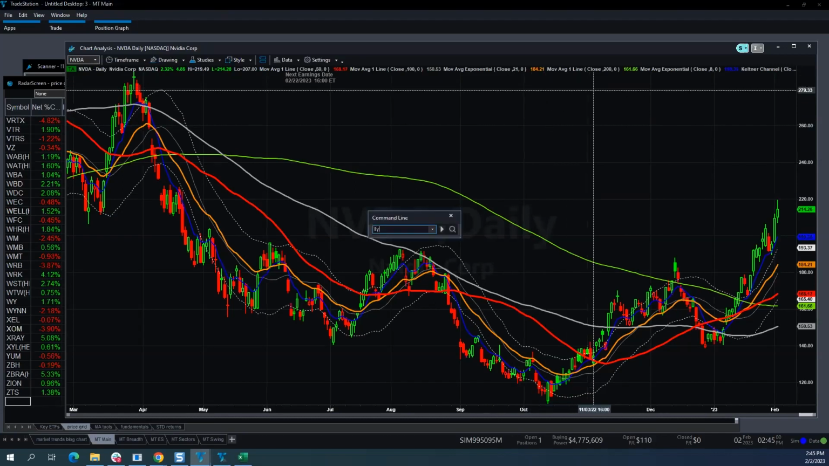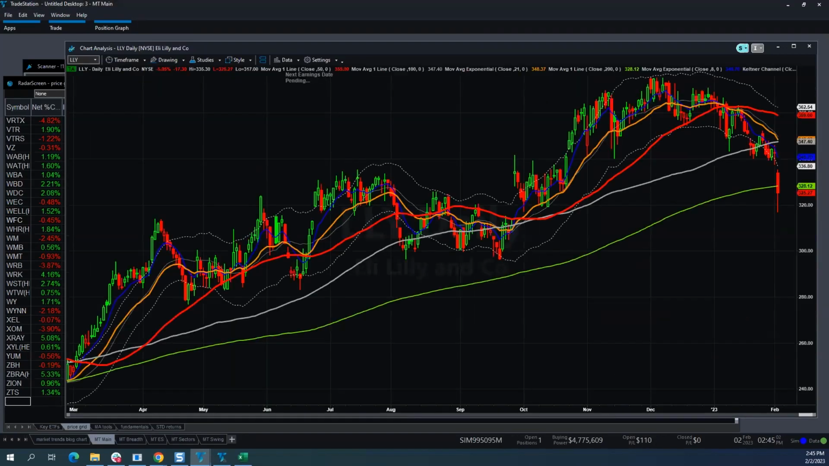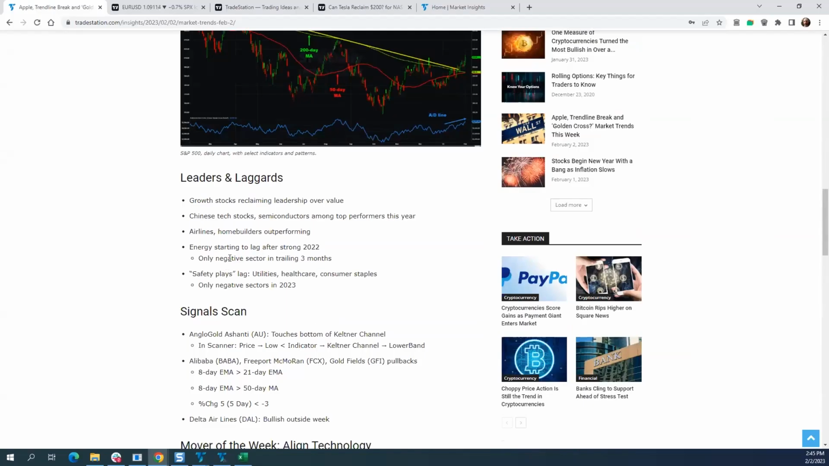This stock was such a safety play for people last year, and seeing it break down like this sends some interesting messages. All right, basic point we make, which is growth stocks have recently reclaimed leadership over value.